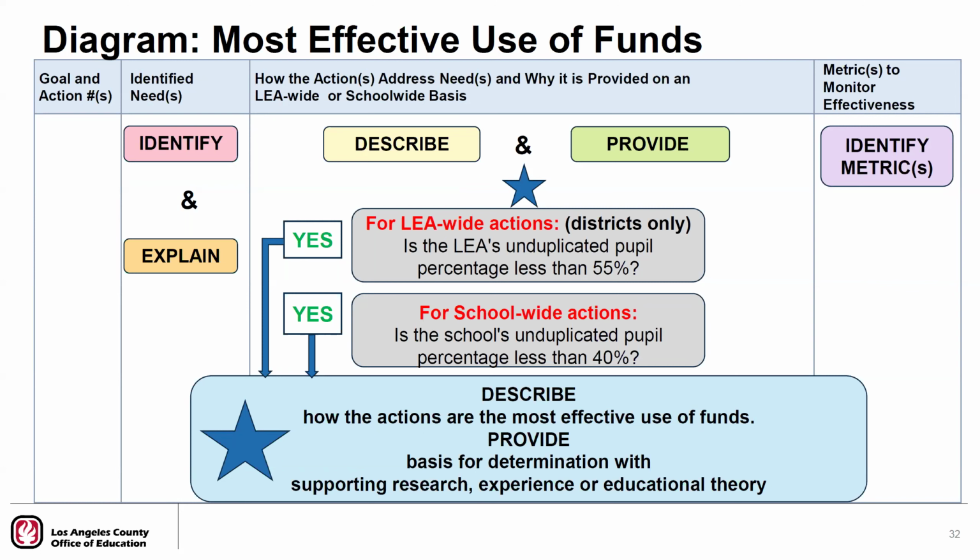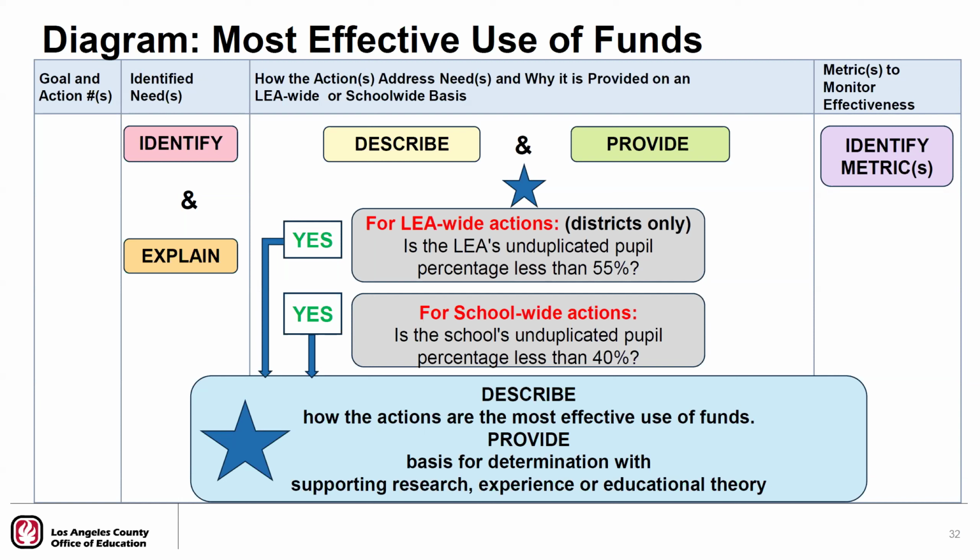As you can see here, in the Identify Needs column, you identify the unique needs of the unduplicated student groups for whom the action is principally directed. You also explain the needs, conditions, or circumstances of the student group or groups identified through the needs assessment. These two components are completed for all contributing actions. In the third column, the LEAs describe how the action, as designed, will address the unique need and provide an explanation or rationale as to why this action is principally directed for English learners, low-income students, and foster youth, but will be offered to all students. And now we get to the use of this diagram.